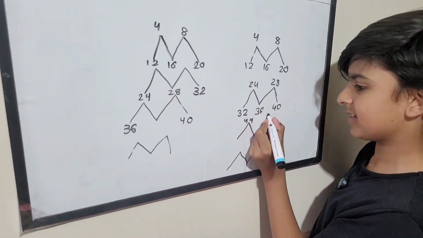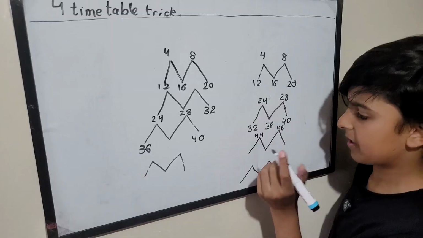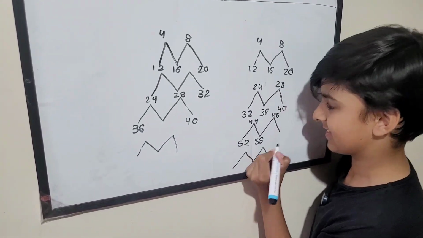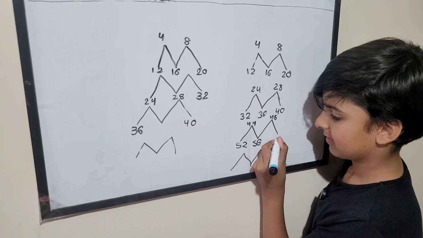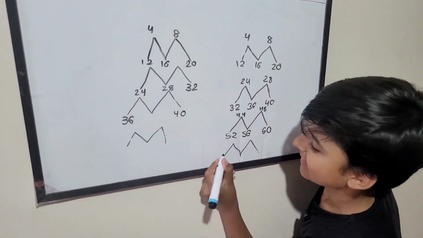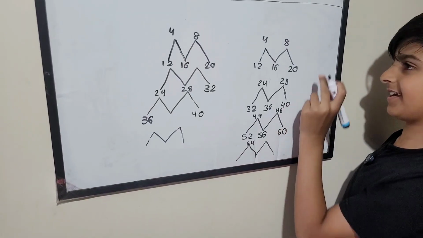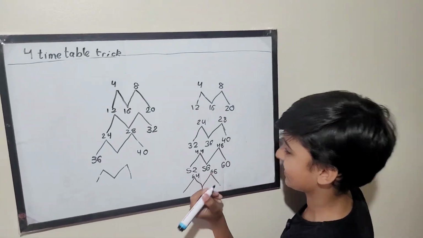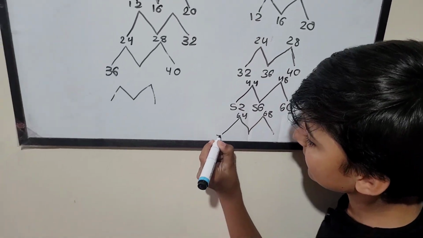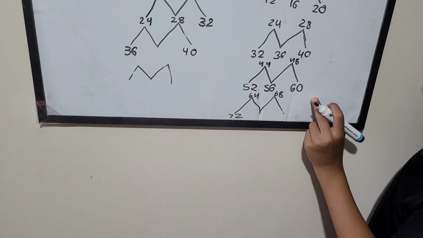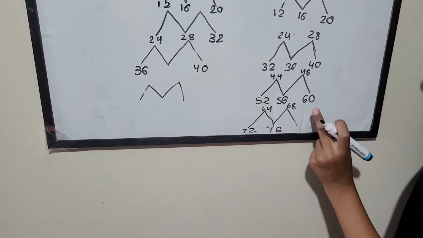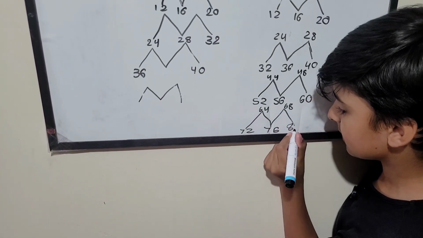44. 40 and 8, 48. 40 and 12, 52. 40 and 16, 56. And 40 and 20, 60. And let's go higher. 60 and 4, 64. 60 and 8, 68. 60 and 12, 72. 60 and 16, 76. And 60 and 20, which is 80.